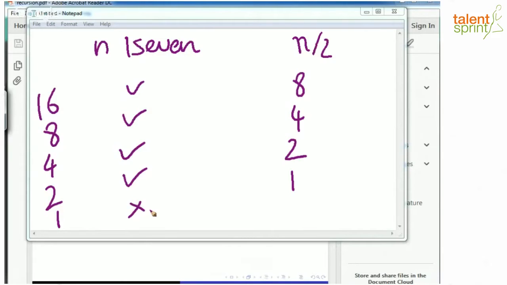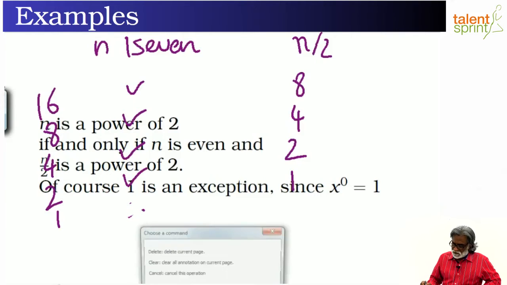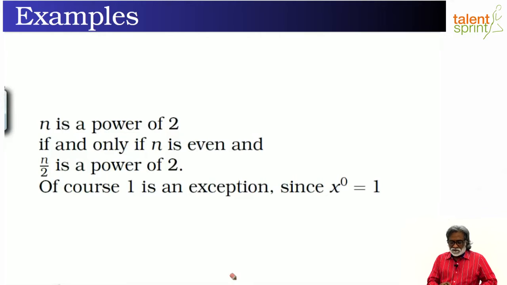Okay, we forgot to actually take care of the exception statement. Some of you might have noted what I did in the slide. So let's go back to the slide for a moment. It's written all over the place, so let me clear this first. It's okay, we can read it. We are saying at the bottom, of course it is an exception if, as you can see, we have written here n is a power of 2 if and only if n is even and n by 2 is a power of 2. Of course 1 is an exception since anything to the power 0 is 1. Oh, so that is what will save us.